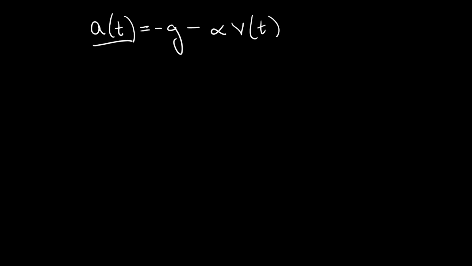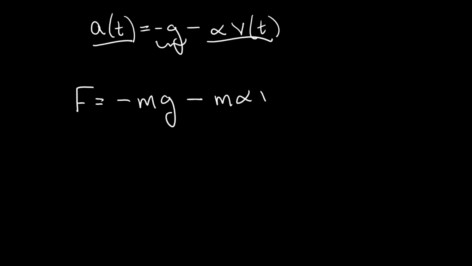So again, if you saw the last live stream, you saw something that we considered where we had a ball experiencing air resistance. So we had the normal acceleration due to gravity, but it also had some extra acceleration, which was proportional to the velocity. So what's the force acting on this? The force is, of course, equal to m times g minus m times alpha times v of t.